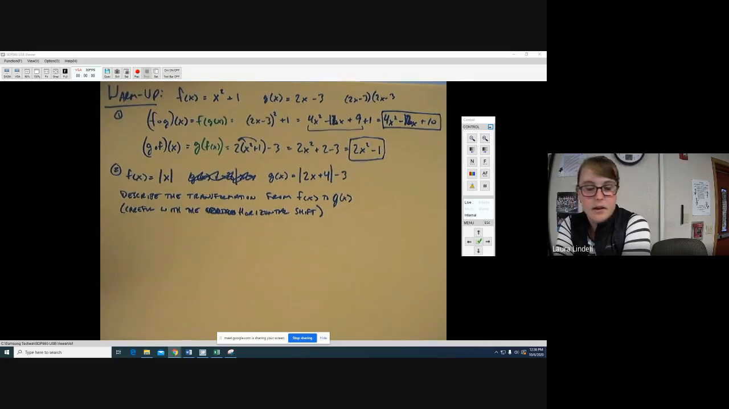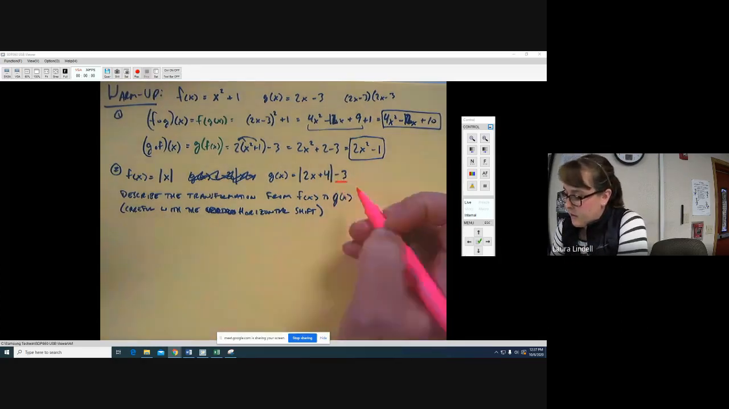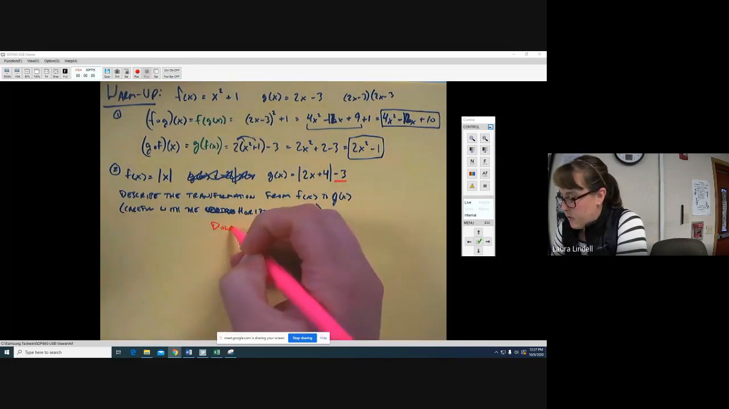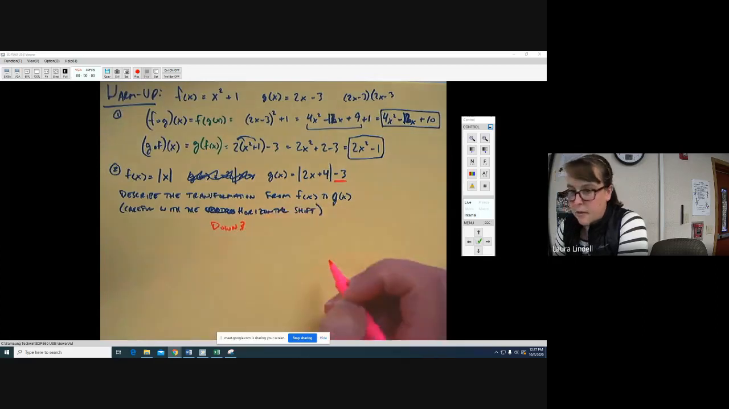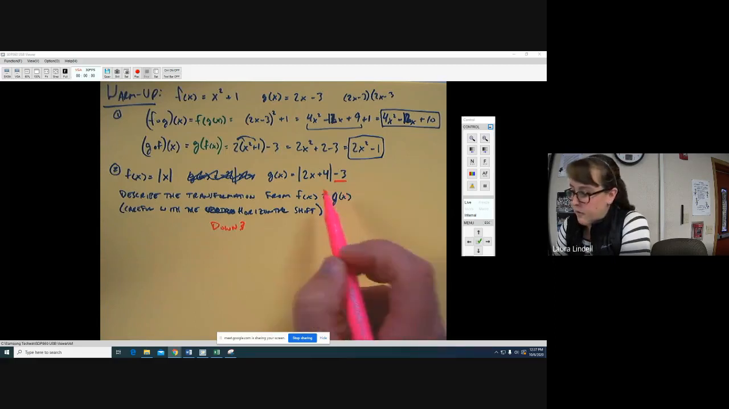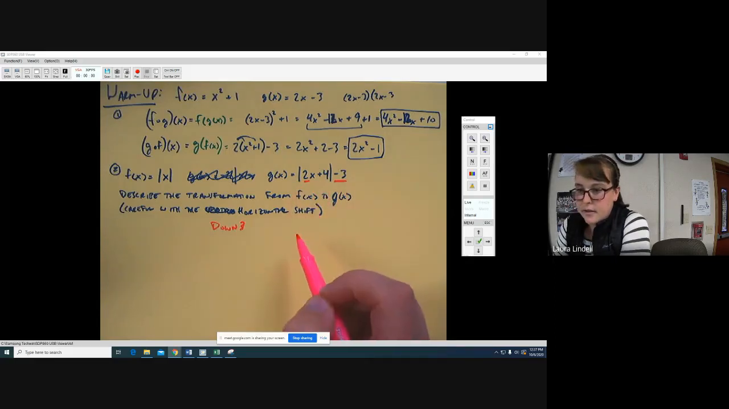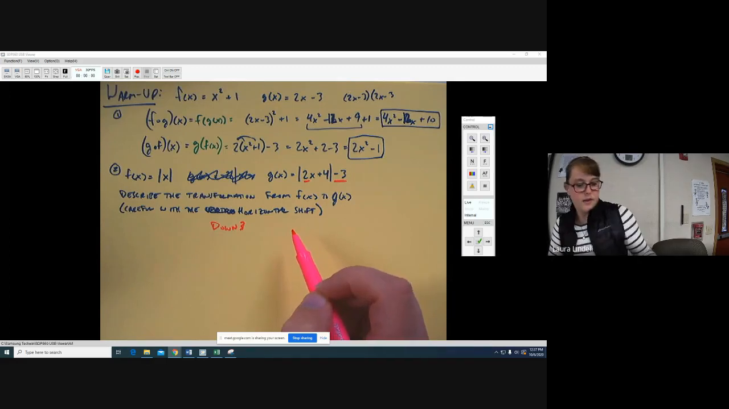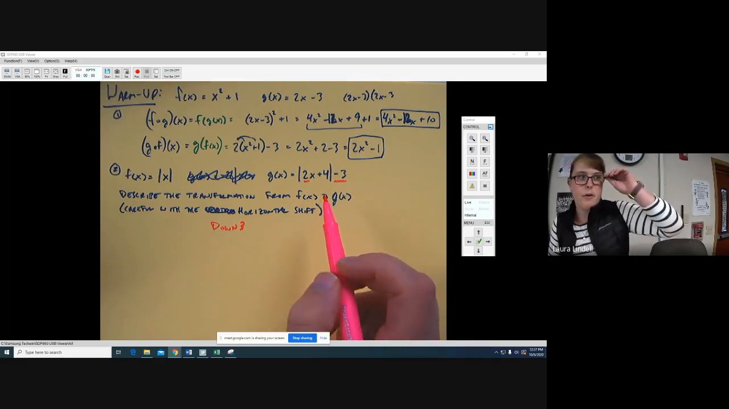Anyway, on the second one, anyone think they know one of the things that happened in this transformation? Yeah, down 3. There's one of them. That's probably the easiest one to pick out, right? The vertical shift. So down 3, that takes care of that part. How about the 2? What's that telling us? All right, we have left 4. That's close.